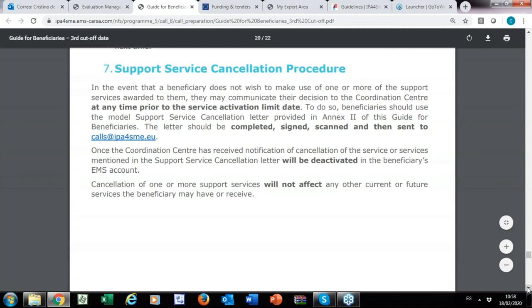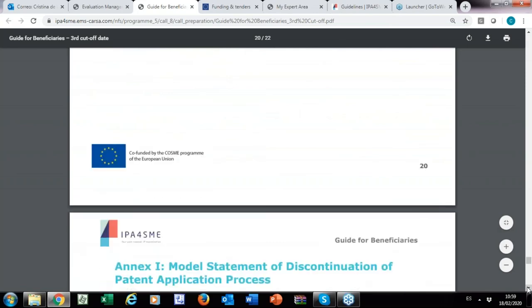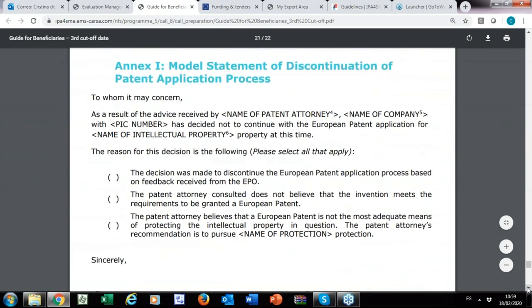So that's why we enable this process in which you ask for a cancellation: you complete and sign the template we made available here and send it to the calls at ip4sme.eu email account. Your service will be automatically deactivated or cancelled without any penalization, as I was saying. Here you can see the model for that.